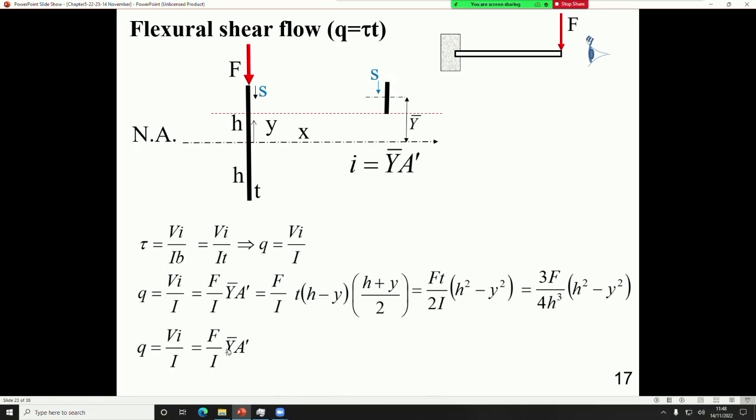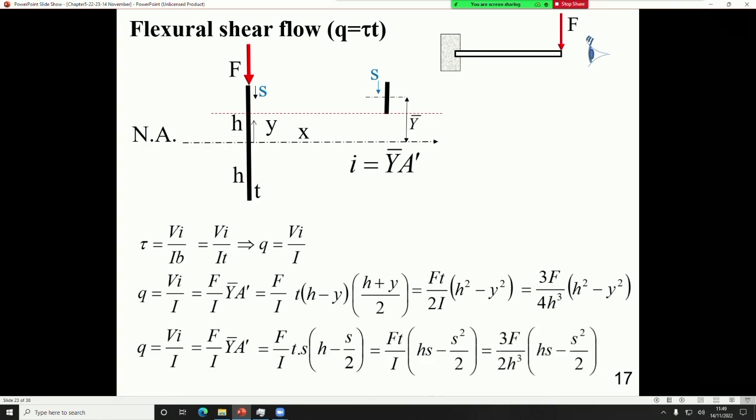What is y bar equal to in the curvilinear coordinate system? If this is S, then t times S is A prime. For y bar, this is s, this is h, so this is h minus s over 2. This is s over 2, this is h, therefore it's h minus s over 2. So it becomes hs minus s squared over 2. So you can see in both of them it is obviously quadratic.